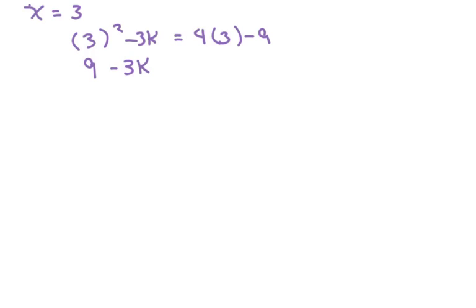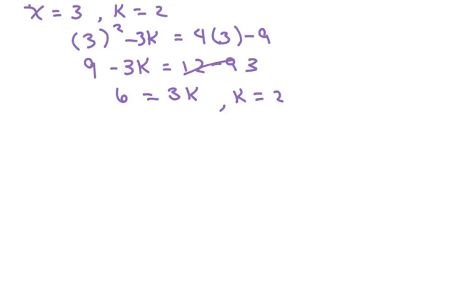So for x equals 3, we have 3 squared minus k times 3, so I'll just put the 3 in front, equals 4 times 3 minus 9. So this is going to be 9 minus 3k equals 12 minus 9, and that just equals 3. So we're going to get 6 equals 3k. So in this case, when x is 3, we have k equal 2.